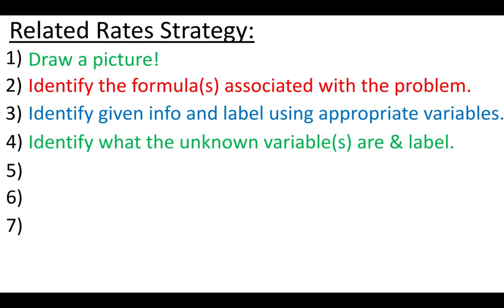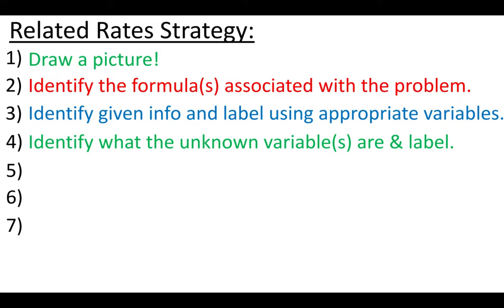Identify what the unknown variable is. So what are you trying to figure out? Are you trying to figure out dy/dt? Are you trying to figure out dA/dt? What variable are you supposed to try to figure out? It's pretty much always going to be a rate of change. So in most cases, it'll be the d whatever dt.